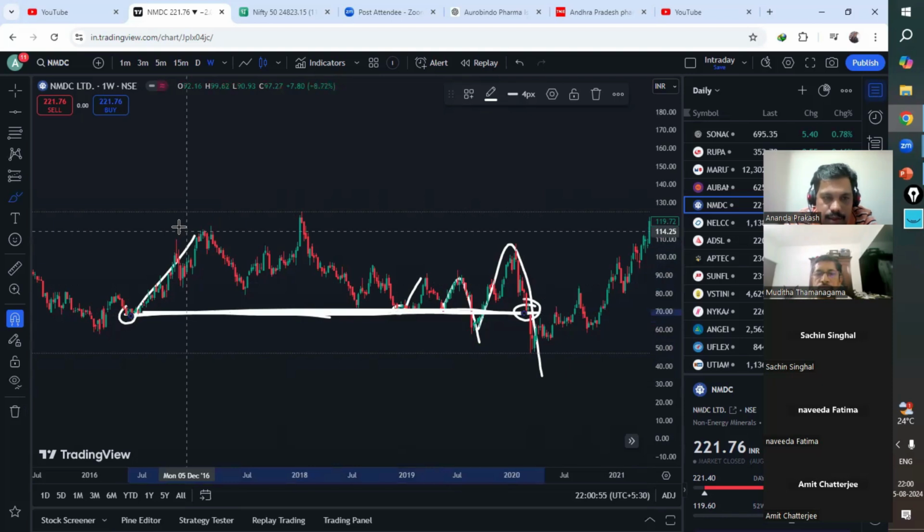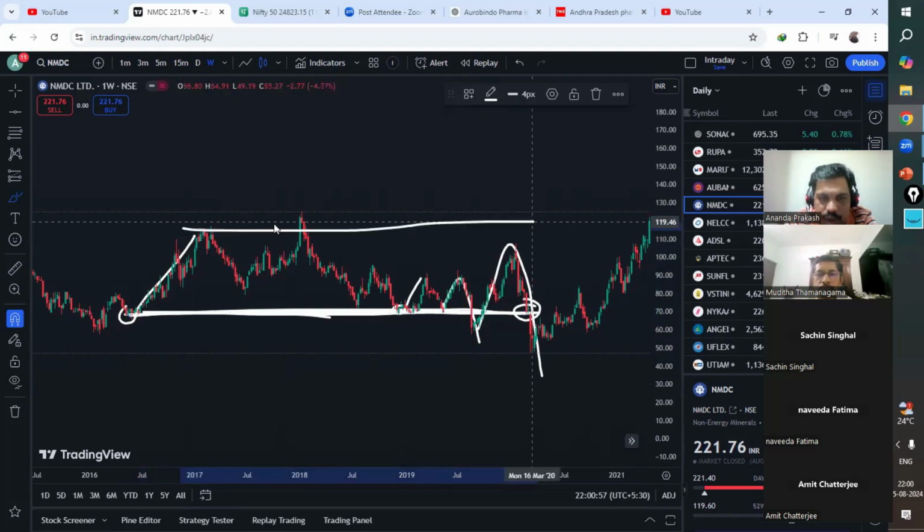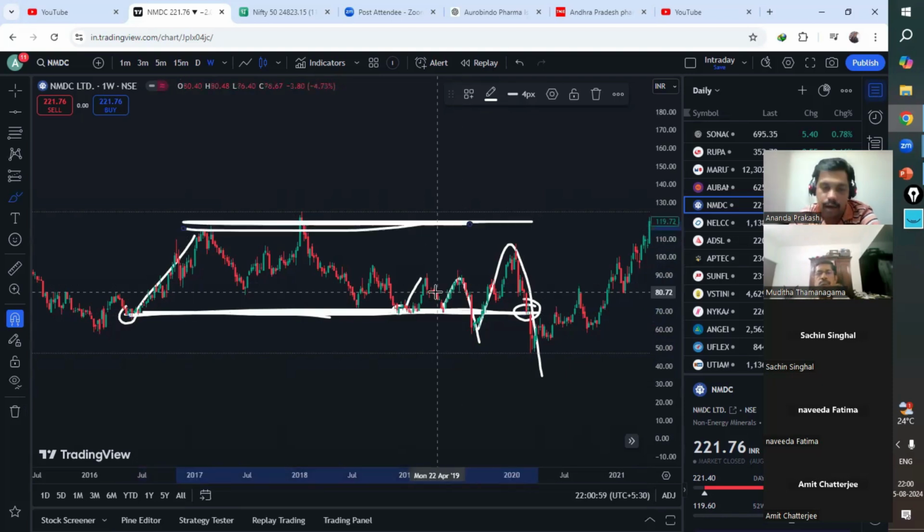Okay. Resistance, obviously, as I told you, is wherever the market is going upside and is not able to break that area, and again it comes back from the same area, that is called a resistance. So this is called a support and this is called a resistance. Any questions here? I'll take you through another example also. If you have any question, you can ask me.